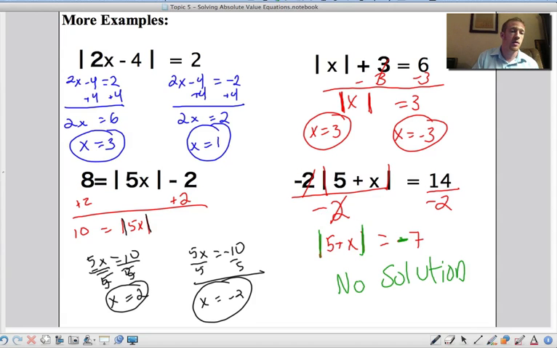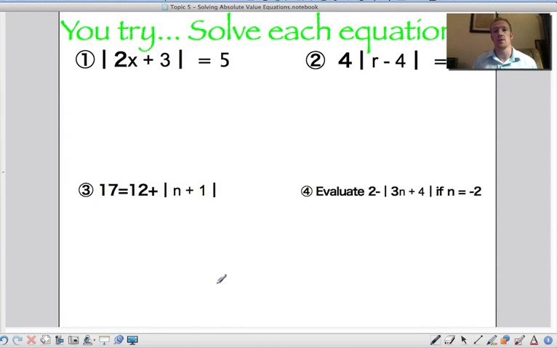Alright, so now here is your U-try, very similar problems. And if you have any questions, just jot them down on the sides or comments so you don't forget to talk about them next class. Alright?